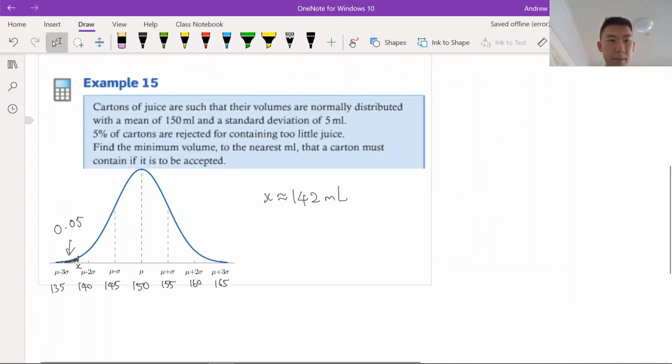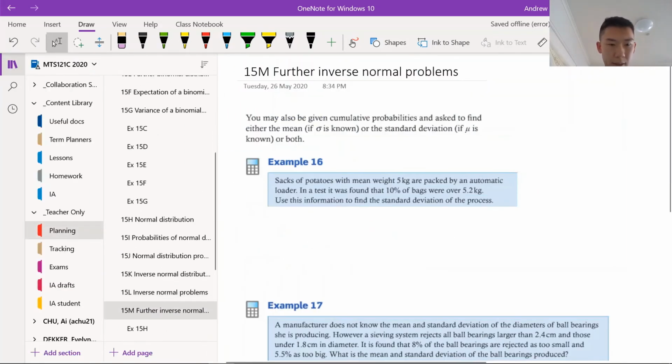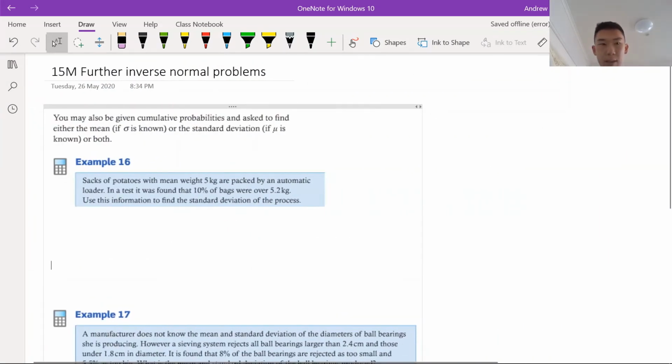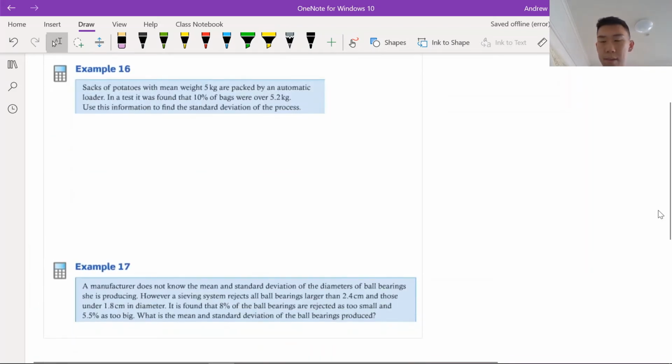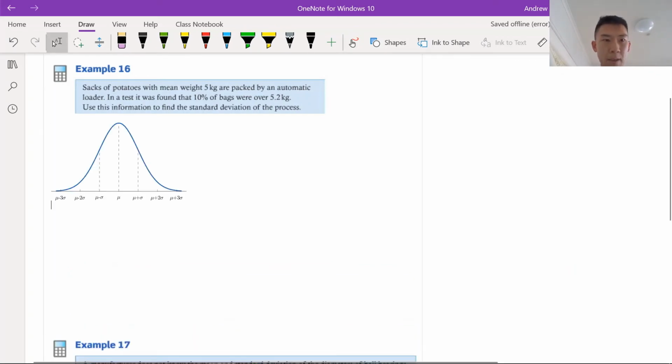Alright, doing well so far, let's keep going. Now it's where we do a little bit more problem solving, so let's see how this goes. So example 16. Okay, get my normal curve up. Sacks of potatoes with mean weight of 5 kilos are packed by an automatic loader. In a test, it was found that 10% of bags were over 5.2 kilos. Use this information to find the standard deviation of this process.